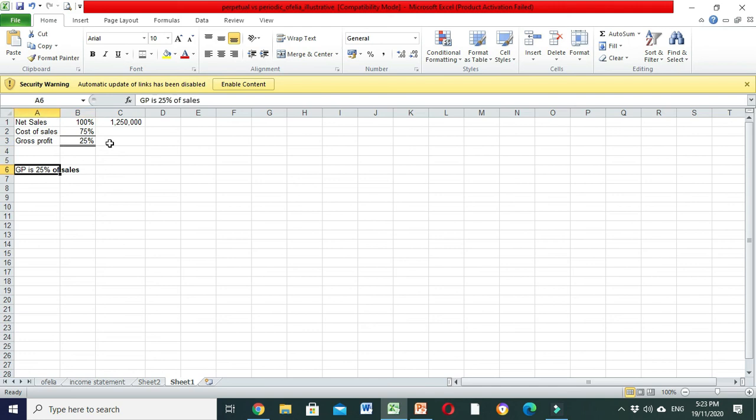And according to this, gross profit is 25% of sales. So I mean to say sales is 100%. Okay? I hope you're still with me so far. All right? So in order for us to compute cost of sales, because cost of sales is 75%, then all we would need to do is to get 75% of net sales. So 1,250,000 times 75%.